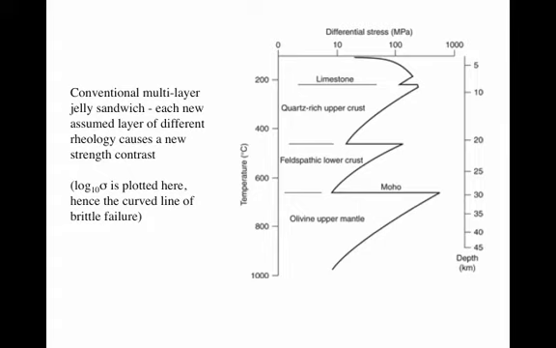Now, that conventional multi-layer jelly sandwich model, wherein each new layer of a different rheology causes a new strength contrast. And so we could get a Christmas tree looking diagram like this, wherein we see the strength increase with depth to a certain point where the dominant mineralogy starts to weaken, a decrease in strength, an increase in strength again at the next layer, and so on.